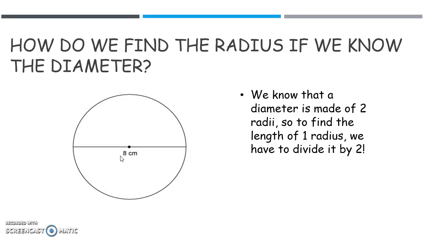So all we have to do is divide our diameter by 2. We have to half our diameter because our diameter is 2 times the length of a radius. So we have 2 radii. To find the length of 1 radius, we're going to divide it by 2.